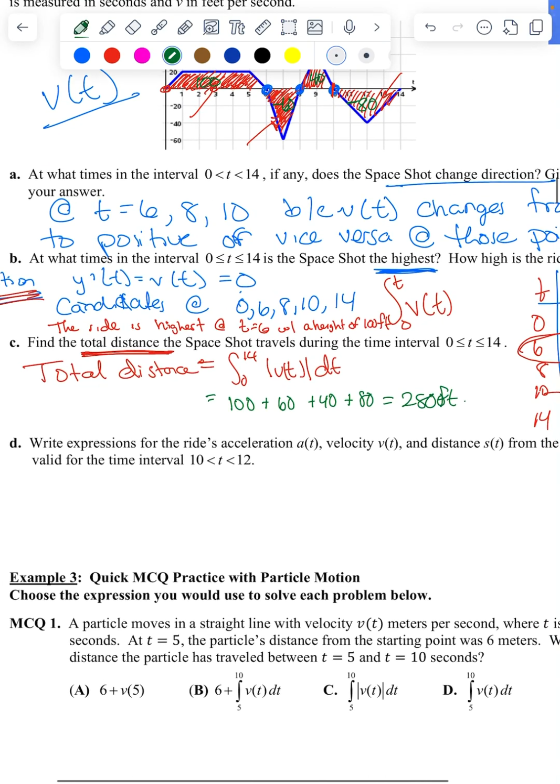All right, write the expression for the ride's acceleration, velocity, and distance from the ground that are valid for the time interval from 10 to 12.